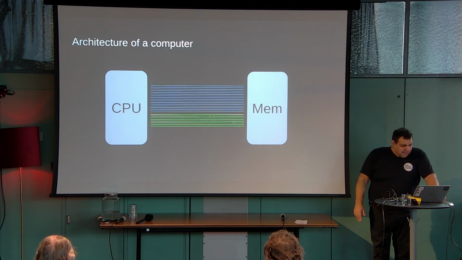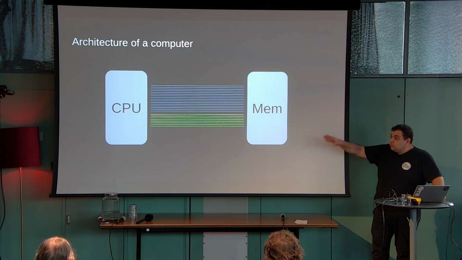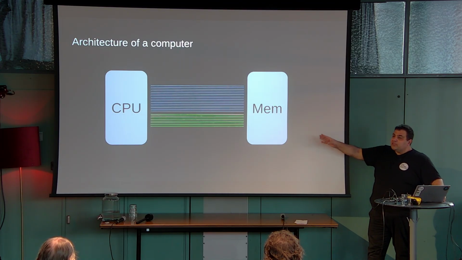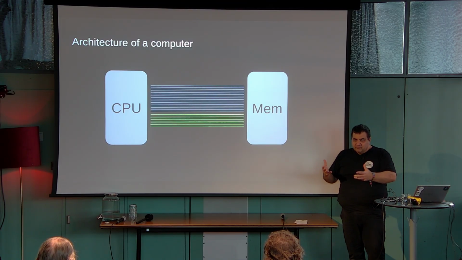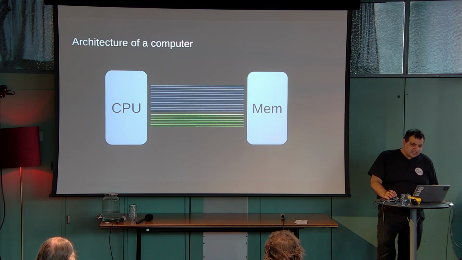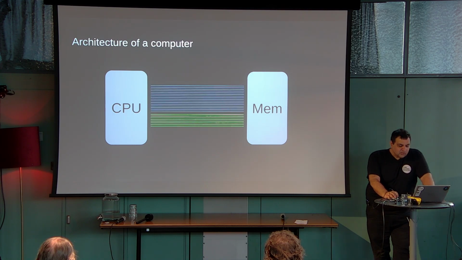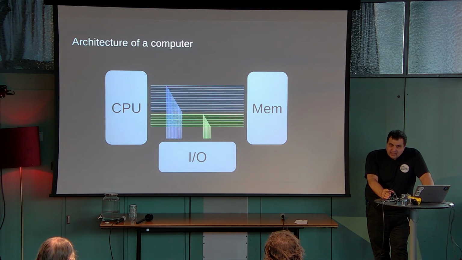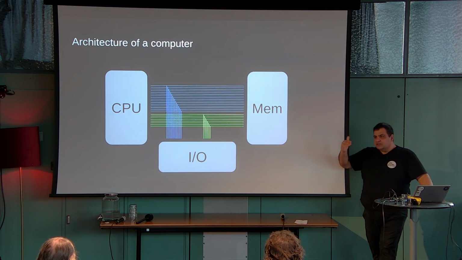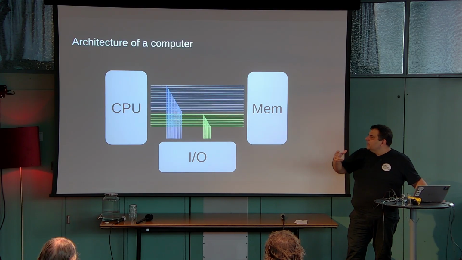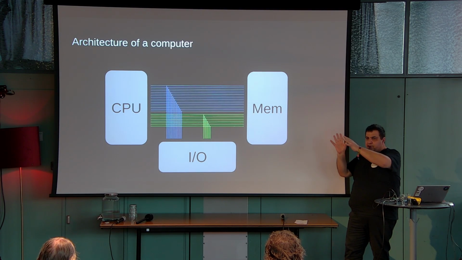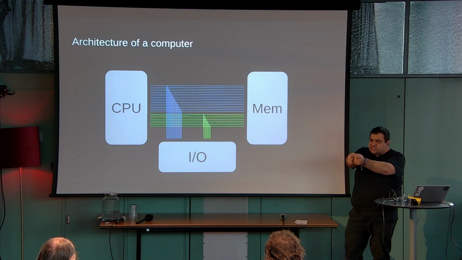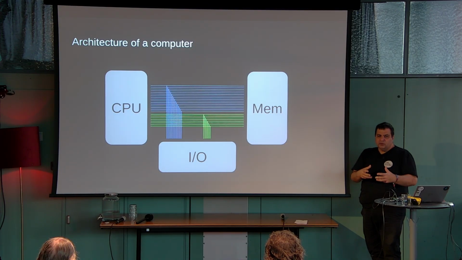Fine. Of course, this is a computer. It can run code. It can do everything a computer can do. But it's not a very interesting computer because it cannot interact with the world. In order to interact with the world, we need one more component, which is I/O. And the way I/O is implemented in 80s architecture is you take addresses that are meant for the memory and you steal them away to an I/O component.